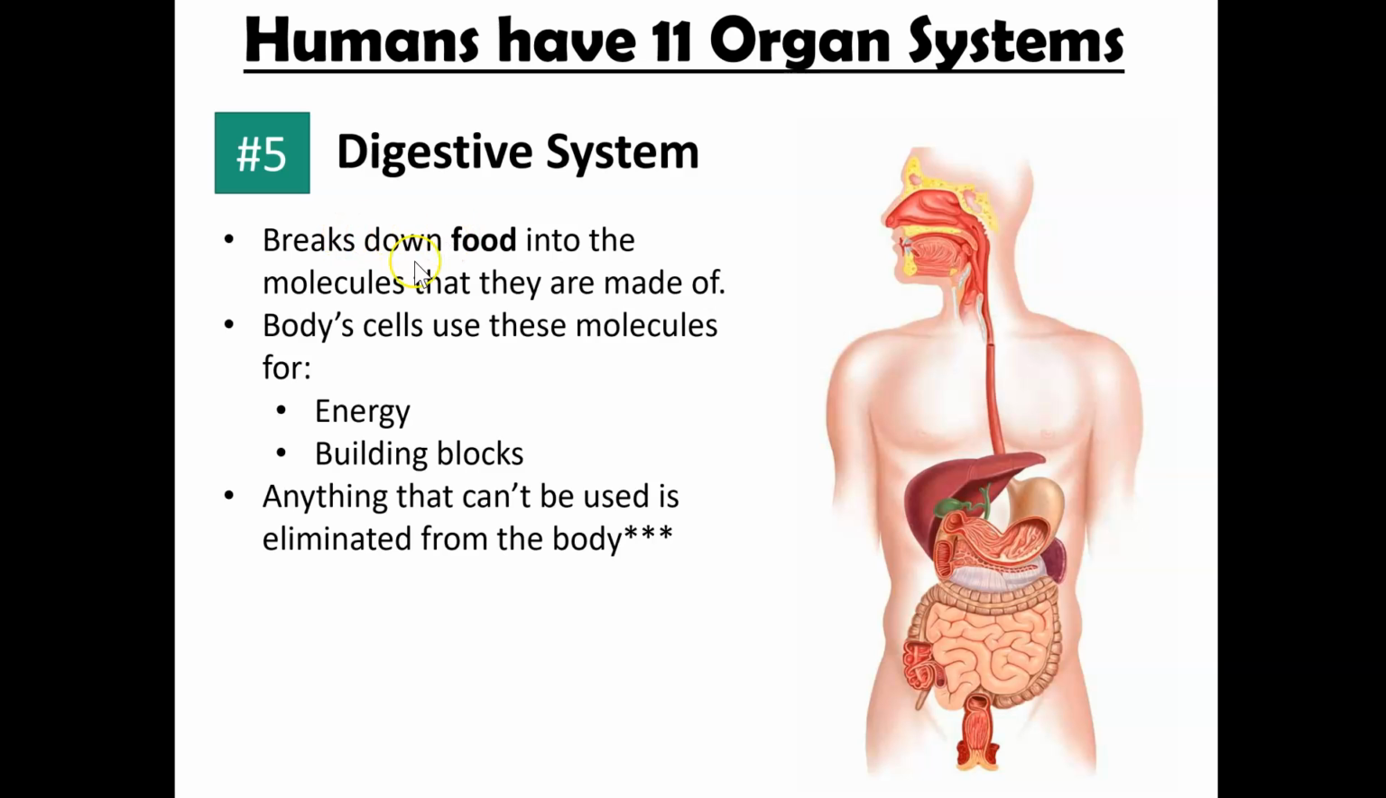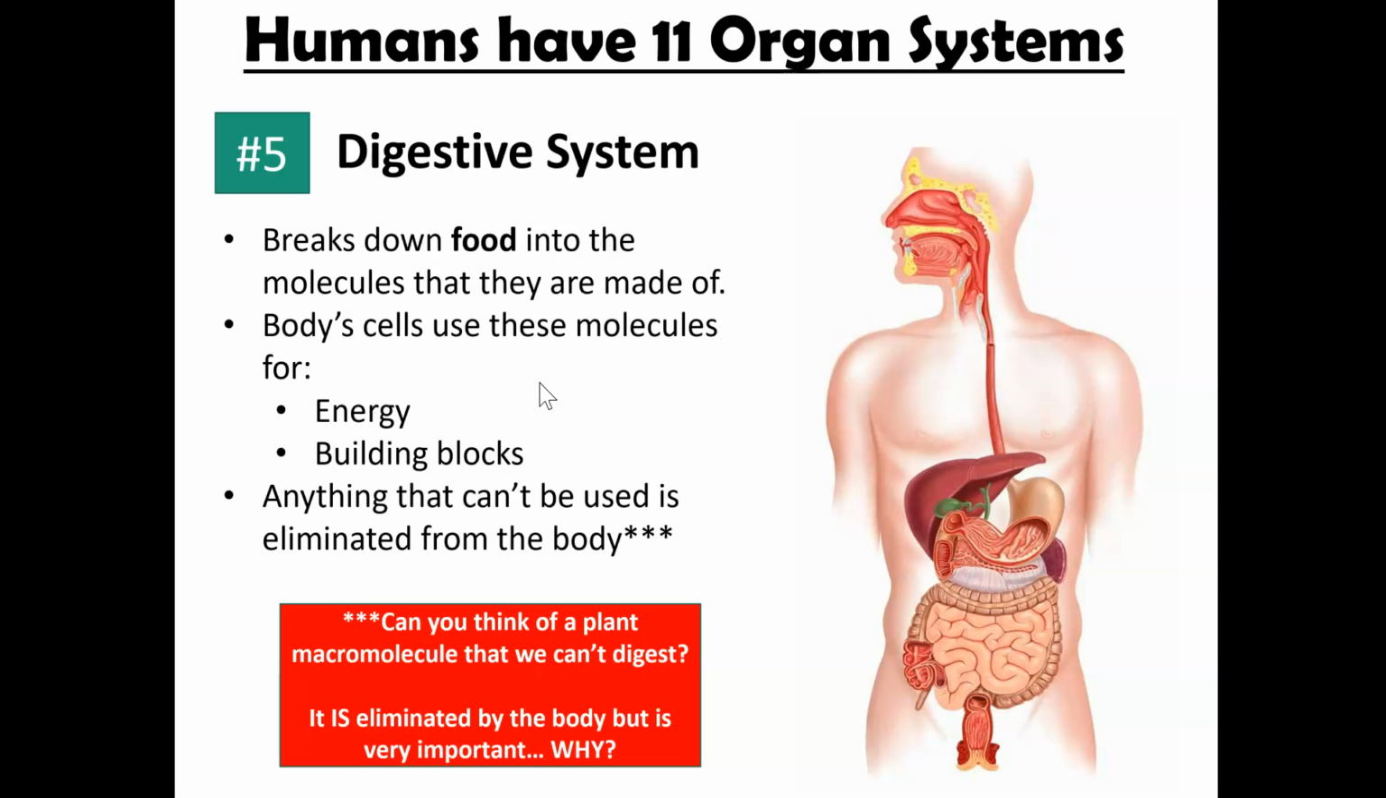So the digestive system's job is to break down food into the molecules that it's made up of. The body's cells use these molecules for energy and for building blocks. You need nutrients to build new cells and to build organs and tissues. So the digestive system is very important for that. Anything that can't be used by the body is eliminated as waste.